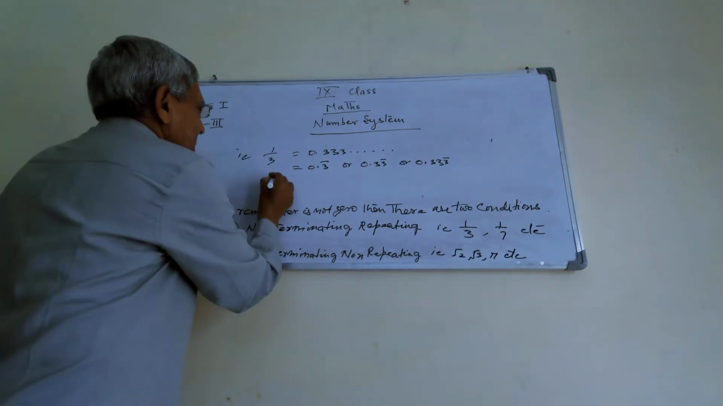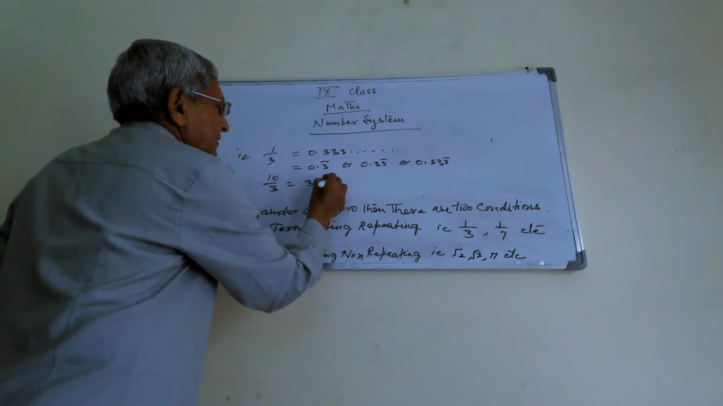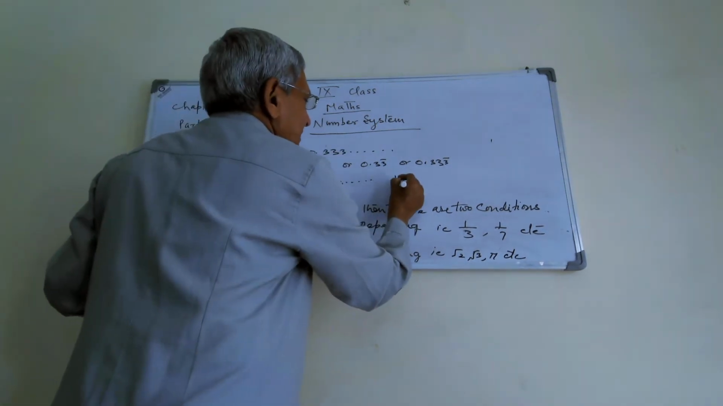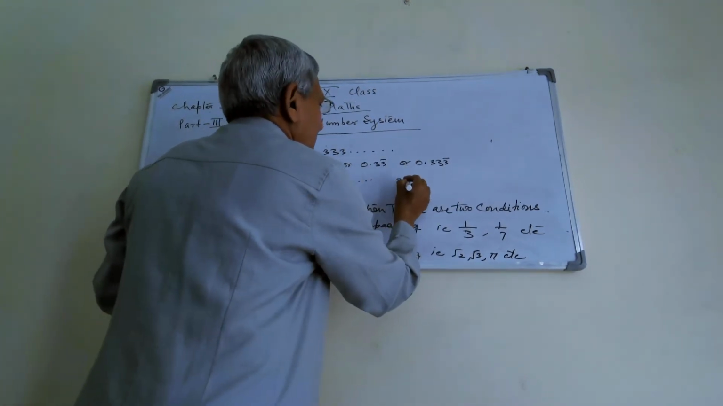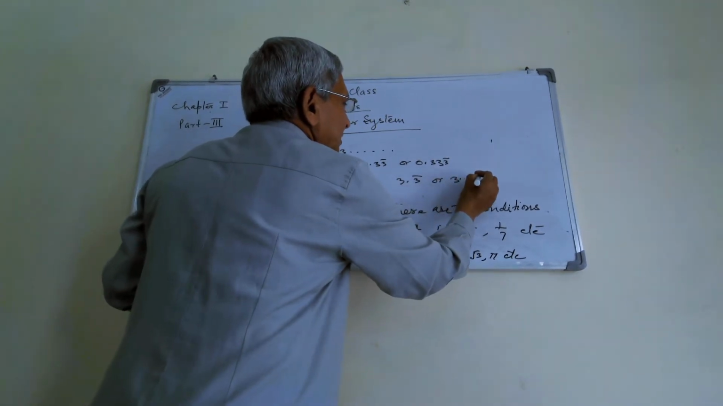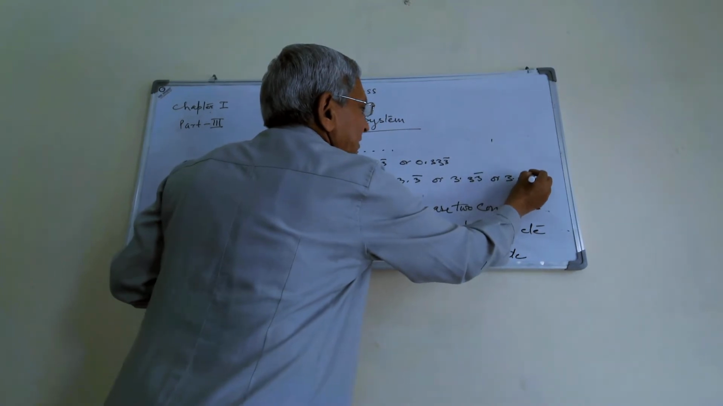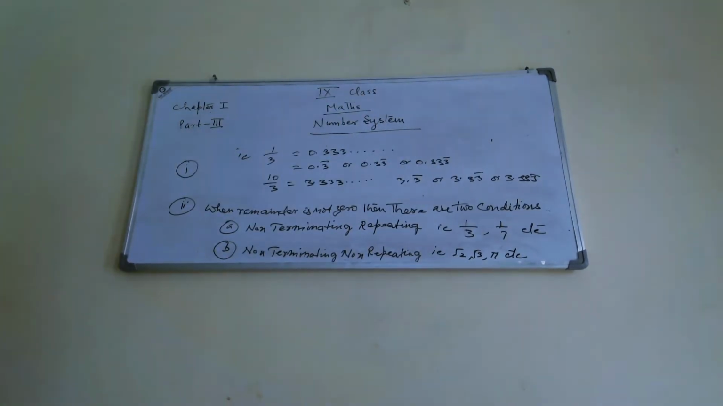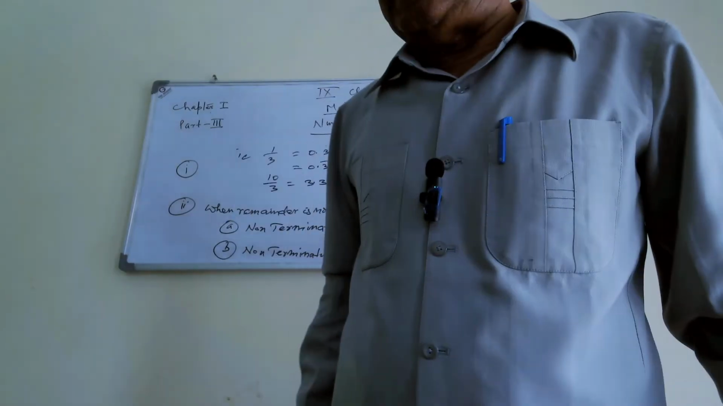Another example, 10 by 3. This is 3.3, 3 and so on. And it can be written as 3.3 bar, or 3.33 bar, or 3.33. You can stop it here also. So the repeating can be stopped anywhere as you like.